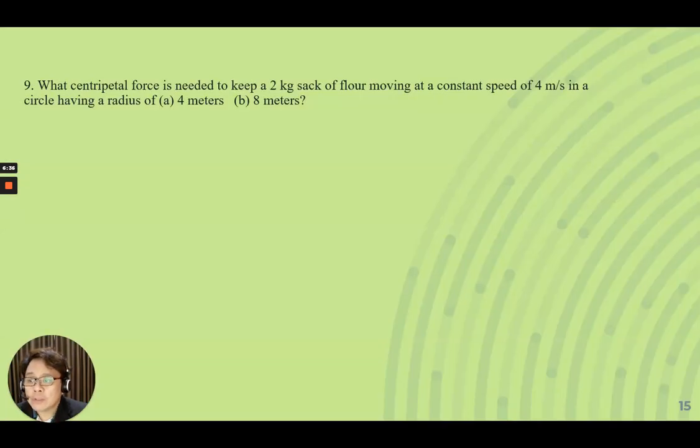Okay, number 9. What centripetal force is needed to keep a 2 kilogram sack of flour moving at a constant speed of 4 meters per second in a circle having a radius of, okay, letter A, 4 meters muna, and then letter B, 8 meters. Okay, so ano ang difference din nila?